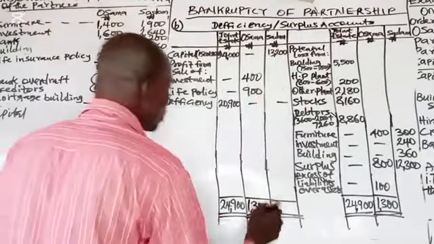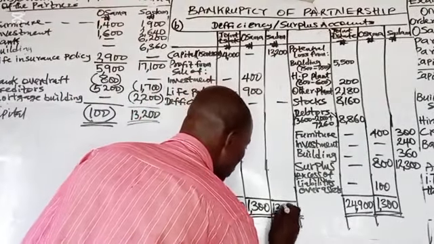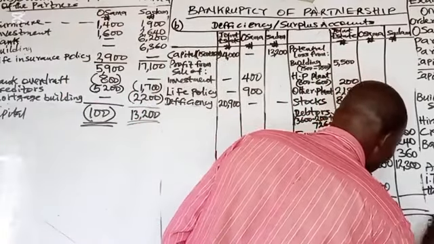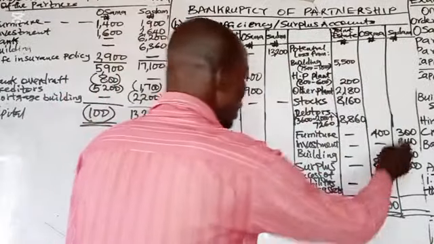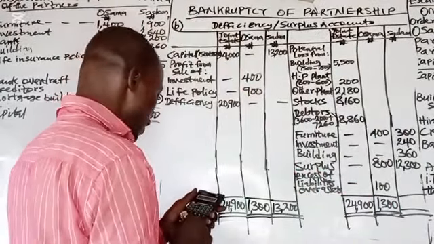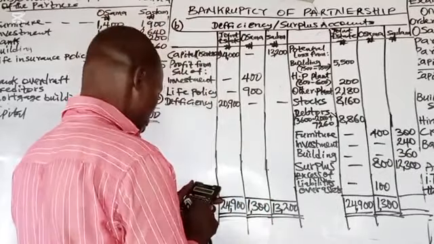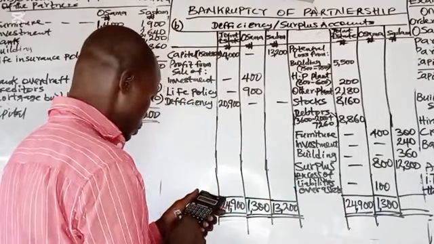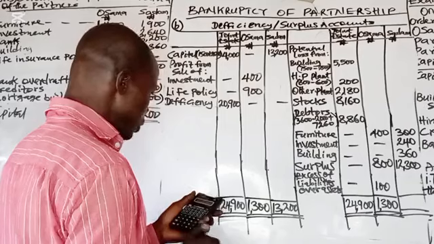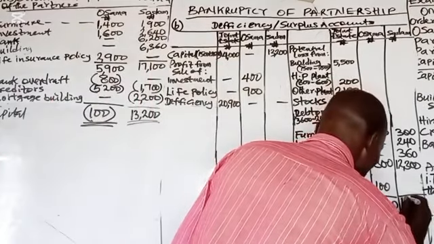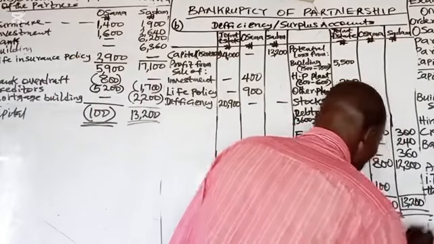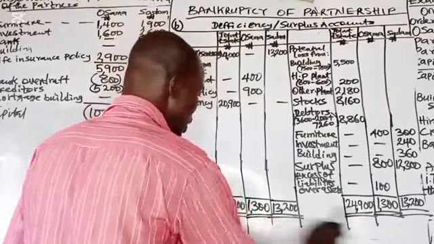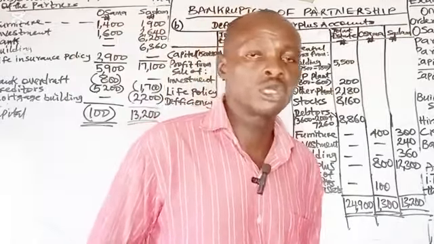For Saddam, we have 13,200. Let's add the credit side of Saddam. 300 plus 240, that is 540 plus 360 plus 12,300 is totaled 13,200. So our deficiency account balances. So you see 13,200. So they both agree. This marked the end of the solution to the question.